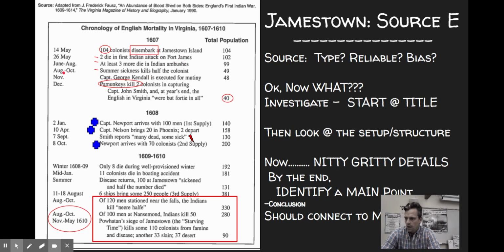But check this out. August, September, October. So in another 3 months, summer sickness kills half the colony. Well, which one is worse, Indian attacks or summer sickness? That's a great name. I wonder what disease it really was.